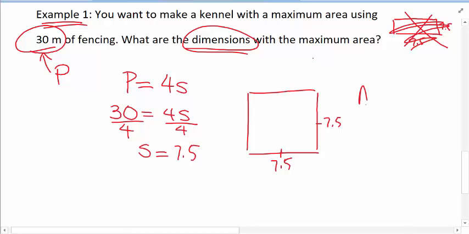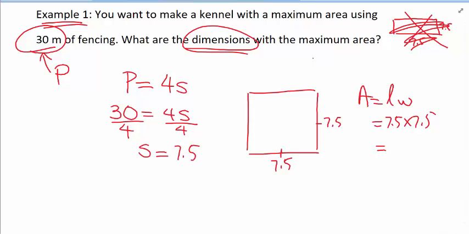Alright, what's the maximum area then? It's length times width. It's 7.5 times 7.5, and that gives you something. What does that give you? 56.25, I think. Yeah. Meters squared. So your dog has 56.25 meters squared to run around. Is that okay? Alright.